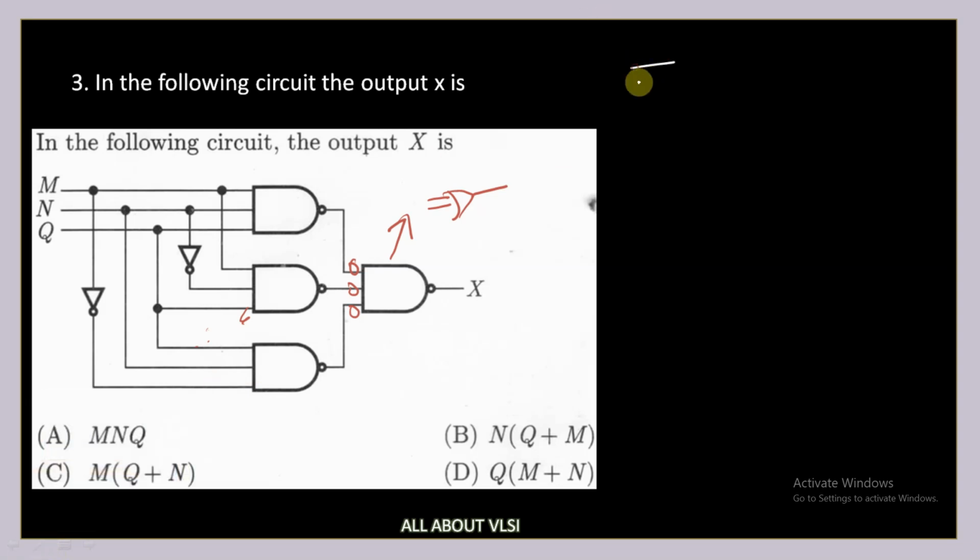So we will have M and Q. We will have one AND gate and one more AND gate with some inputs, and one more AND gate with some inputs, and these outputs will be connected to an OR gate.